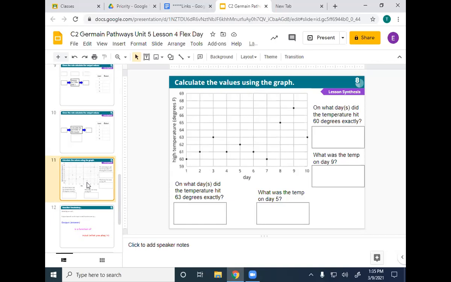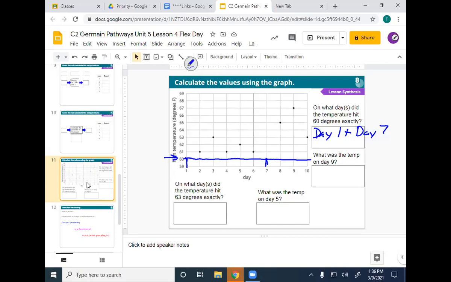Alyssa Button. On what day or days did it hit exactly 60 degrees? On day 1 and day 7. Okay. And how did you know that? Because I went over on the y-axis, I looked at where the 60 degrees was, and I went over on the x-axis to find where exactly it hit between 4 dots. And it hit on day 1 and day 7.